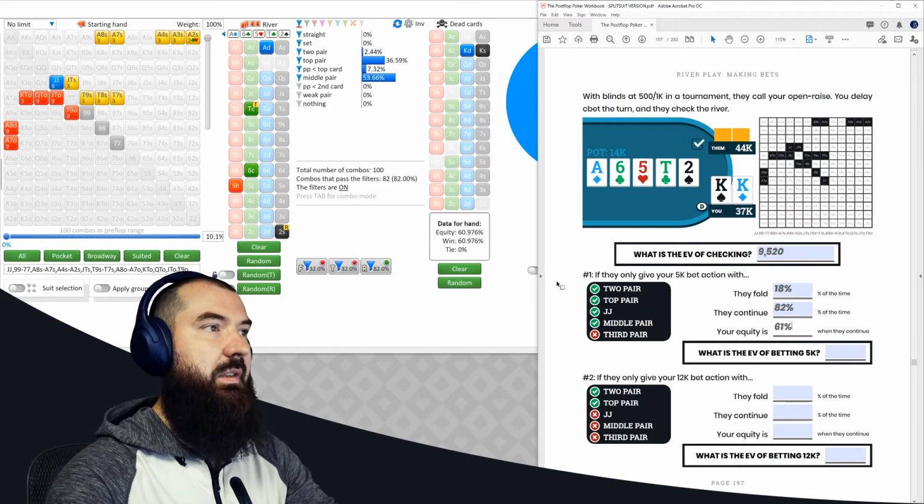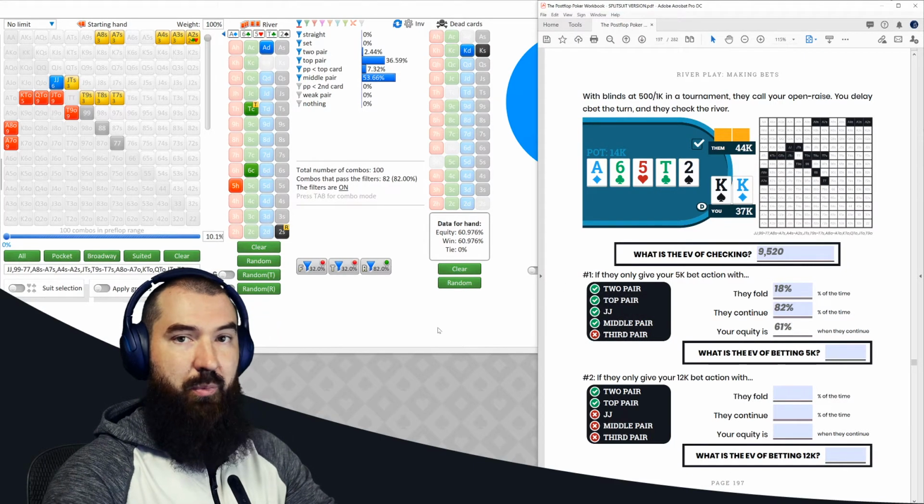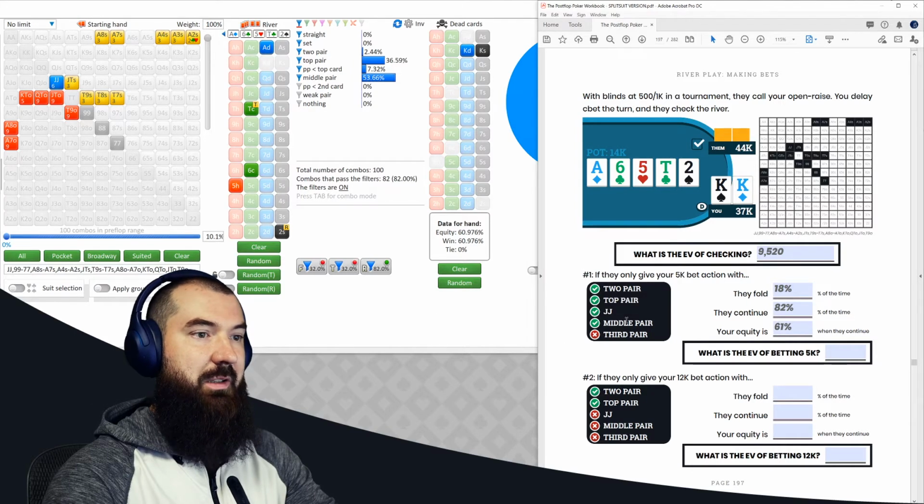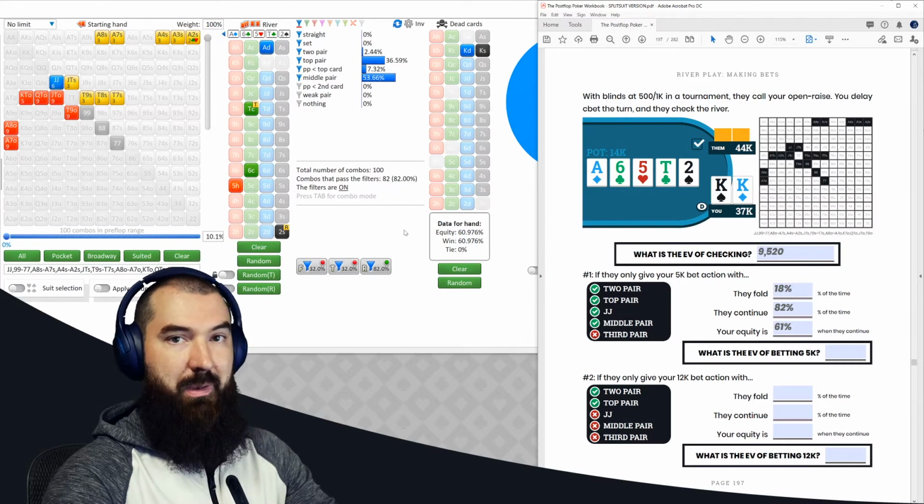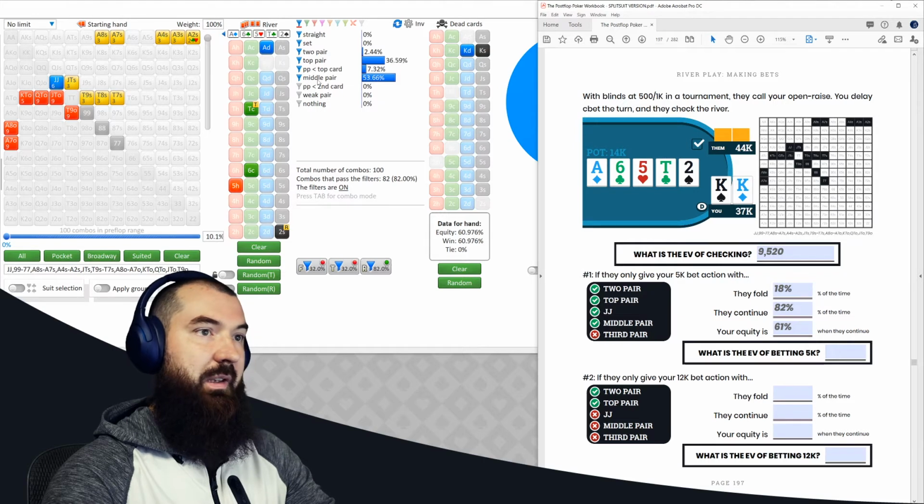So obviously this is pretty high, probably higher than you would expect, and that's mostly because we're getting called by second best hands, things like pocket jacks, things like 10x, all that's being factored in here, which is why our equity is pretty darn high in this spot.